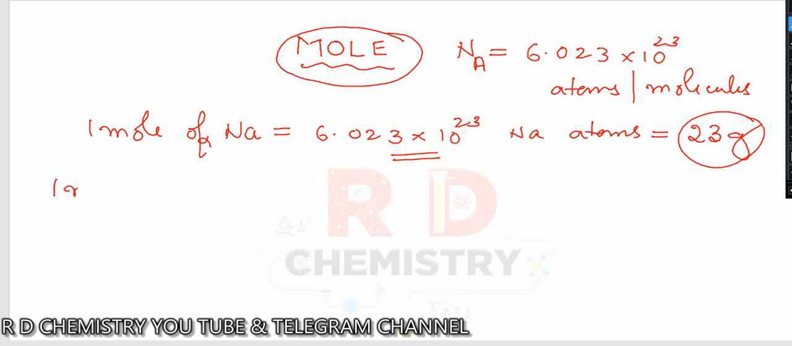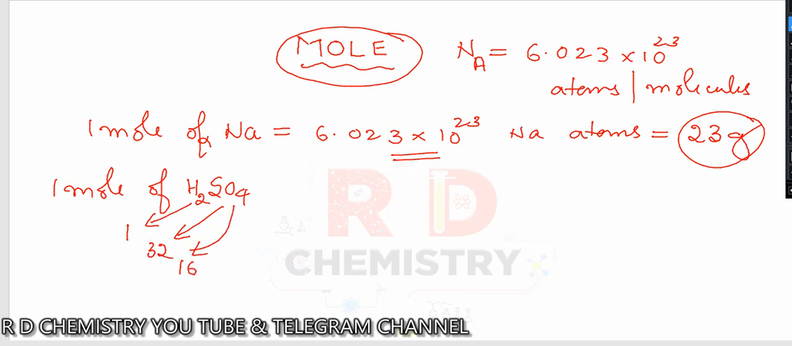I'll go for 1 mole of sulfuric acid. Here hydrogen atomic mass is 1, sulfur atomic mass is 32, and oxygen atomic mass is 16. Then the number of atoms are multiplied, so we get 98 grams of sulfuric acid, H2SO4.